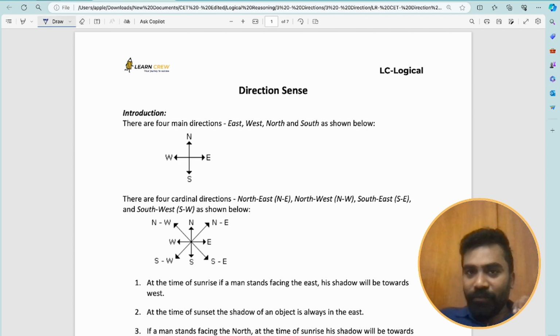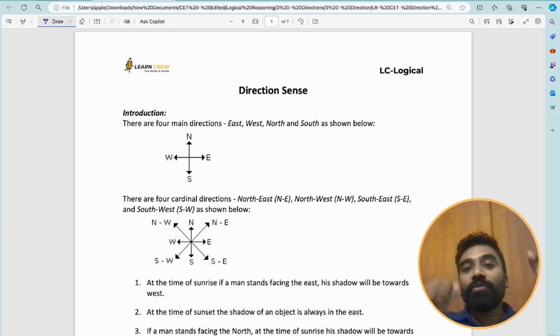First, we have four main directions: north, east, west, and south. Generally, whatever direction we face, we assume it to be north. Right now, if you are sitting in front of your computer, laptop or mobile phone, whatever direction you are facing is assumed to be north. The right side of you is assumed to be east, left is west, and the bottom side is south. As simple as that, it is the assumption we are going to start using.